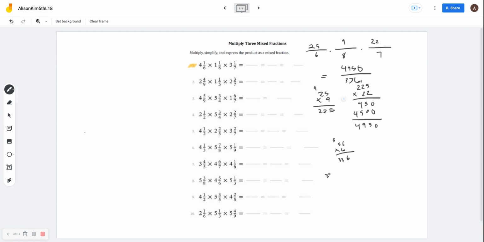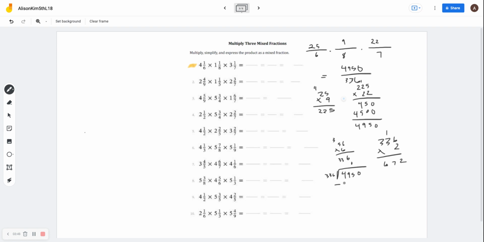So let's divide 336 into 4950. 336 can go into 495 only once, because I'm pretty sure 336 times 2 is going to be a bit too big. Let's try it out just in case though. 6 times 2 is 12, put in the 1. 3 times 2 is 6, 6 plus 1 is 7, 3 times 2 is 6. And yeah, 672 is way bigger than 495, so we're going to stick with 1.